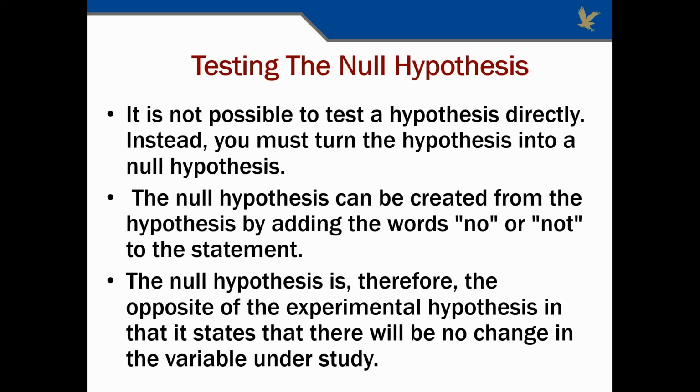It is not possible to test a hypothesis directly. Instead, you must turn the hypothesis into a null hypothesis, as described previously. The null hypothesis can be created from the hypothesis by adding the words no or not to the statement. The null hypothesis is, therefore, the opposite of the experimental hypothesis in that it states that there will be no change in the variable under study.